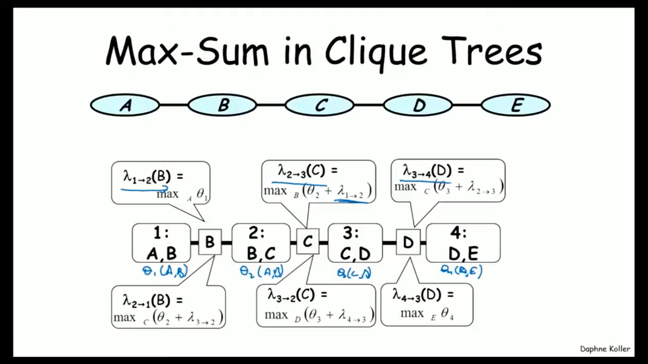So we can do one pass from left to right to compute all of the left to right messages, and a similar pass right to left to compute all of the right to left messages. And as soon as we do that, they've all converged.